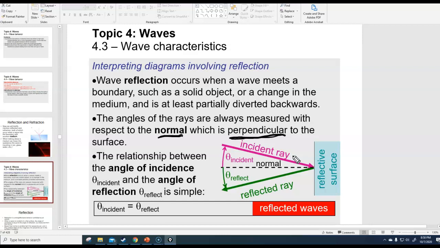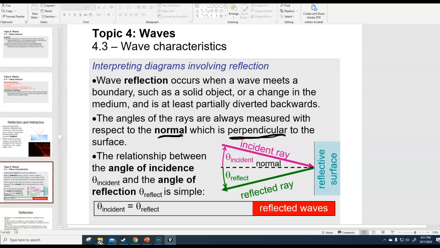Now, as long as the wave is hitting a flat plane surface like this, then there's a very simple relationship between what's called the angle of incidence and the angle of reflection. The angle of incidence is basically just the incoming angle measured with respect to the normal, and the angle of reflection is the same angle measured with respect to the normal for the reflected ray. And for reflection, the angle of incidence is equal to the angle of reflection. And that's it. It's a very straightforward relationship.